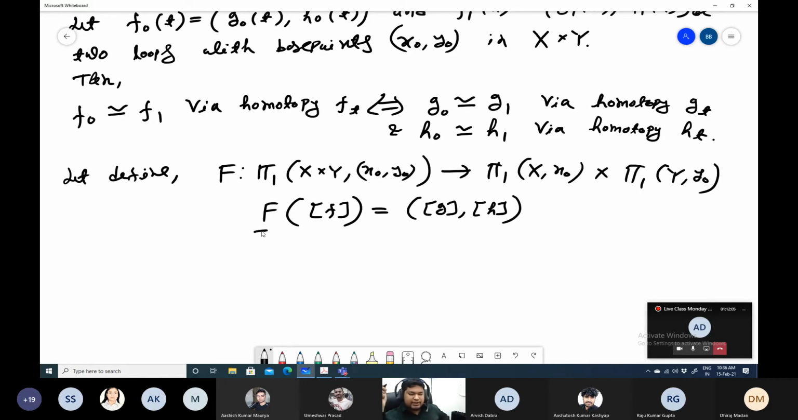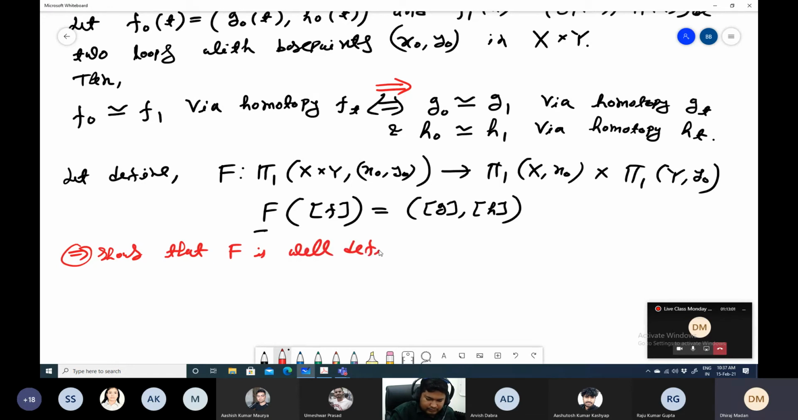Now this map f is well defined. How to show that it is well defined? We have already proved. Can you tell me why we have already proved that f is well defined? Yeah, we have shown that if f0 and f1 are two elements in the equivalence class f, and f is g comma h, then g0 and g1 will also be homotopic, right, and h0 and h1 will also be homotopic. This portion actually, this right arrow, shows that f is well defined. Okay. So this shows that f is well defined.